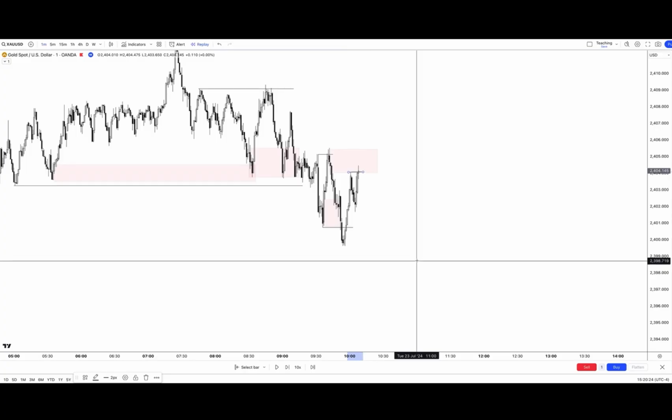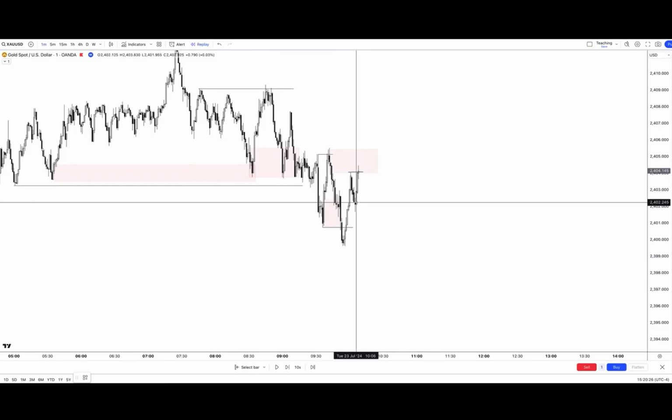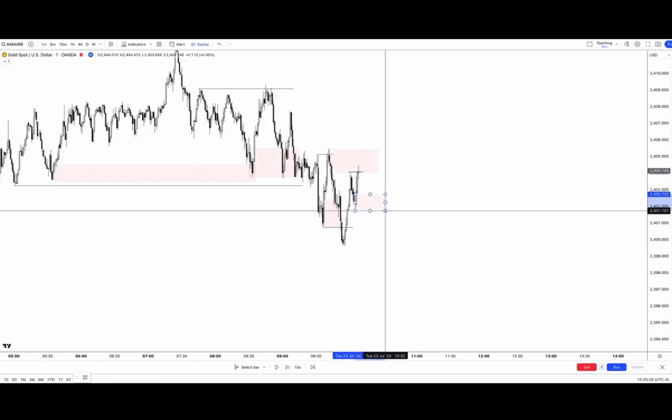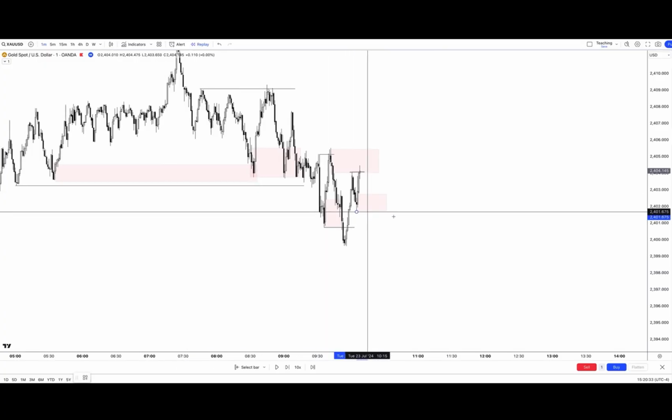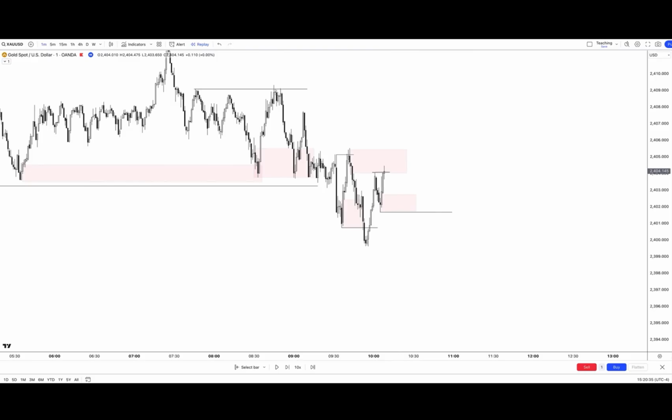We take out the high, right? Where is retail going to be induced to buy at? Right here. We want to see price below here. And what do we have right below? Simple stuff. Nice liquidity block.